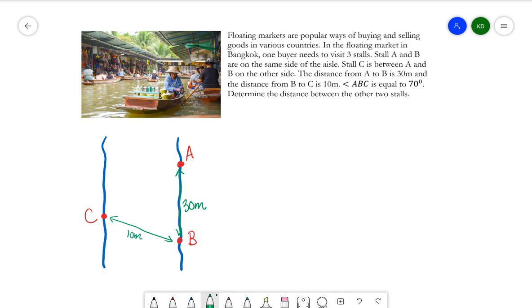Angle ABC, so starting from A going to B, then to C, this one here is equal to 70 degrees. What we want to know is the distance between the other 2 stalls, so from A to C. When I'm trying to decide if I'm going to be using sine law or cosine law, what I notice is that I have 2 sides and its contained angle. So this indicates that I should be using cosine law.